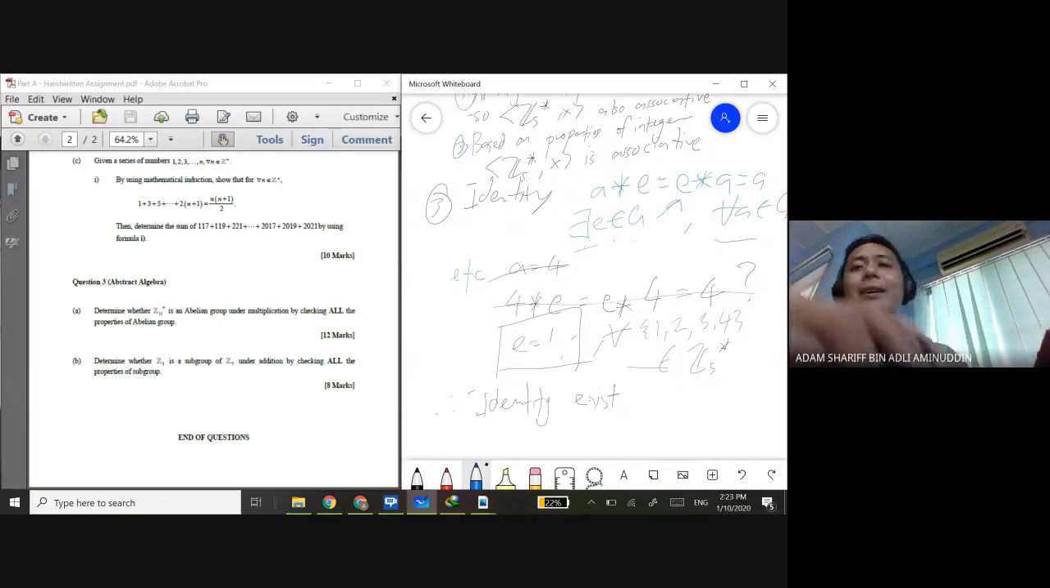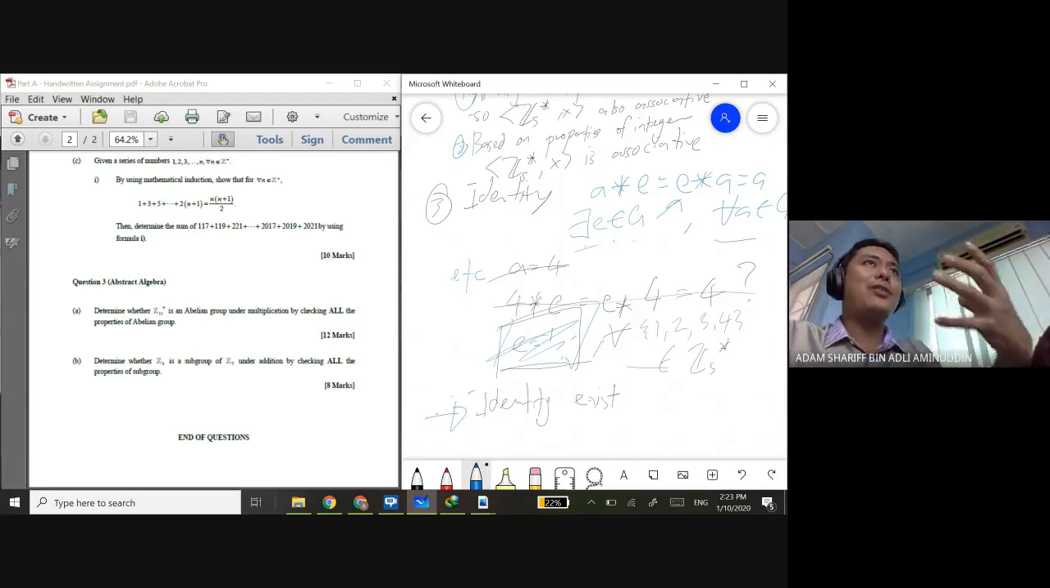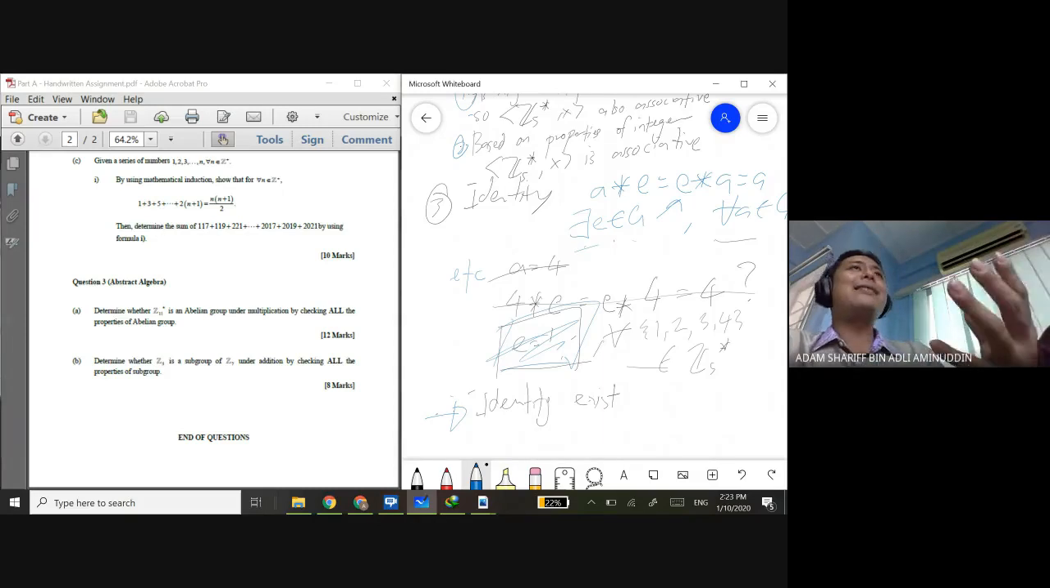Yang saya tak bagi markah, if I don't give you the marks because you don't mention this E equals to 1, you just say identity exists. Cakap ni saja. If you only say identity exists, but you don't say identity is 1, salah lah, kuranglah markah. Dia jadi persoalan kepada saya. It becomes a question to me. Oh, you cakap identity exists. Siapa dia? Siapa dia pula? Apakah ia? What is that?